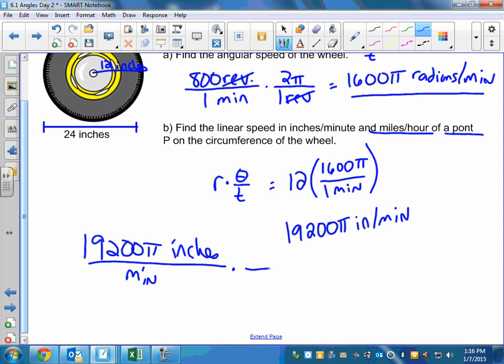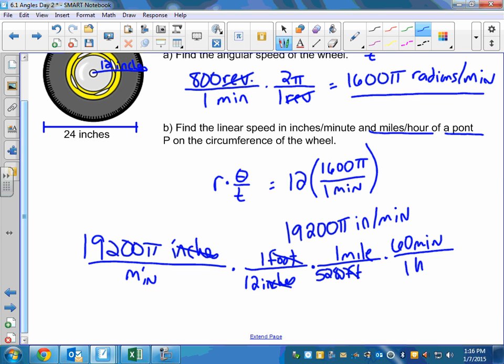so I'm going to say I know that there are 12 inches in 1 foot, right? And there are 5,280 feet in 1 mile. You with me on that conversion? So my inches cancel out and my feet cancel out. So that gets me from inches to miles. And then I want to go from minutes to hours. So could I say I know there are 60 minutes in 1 hour? And then I can cancel out those minutes.